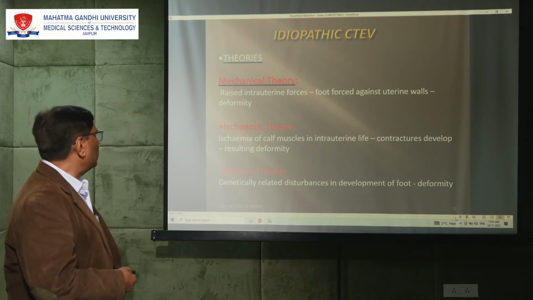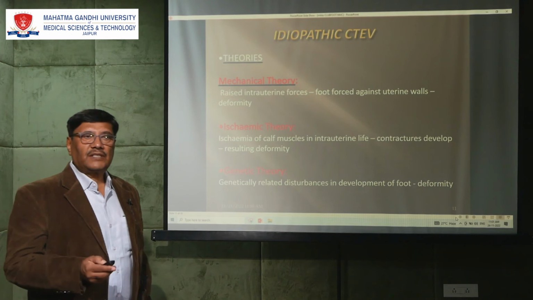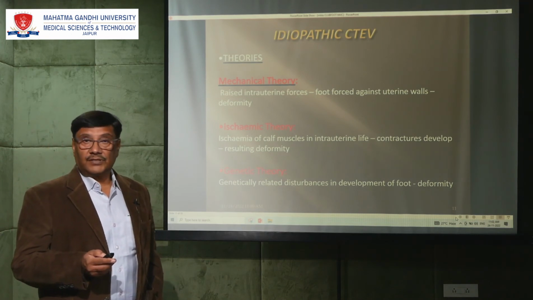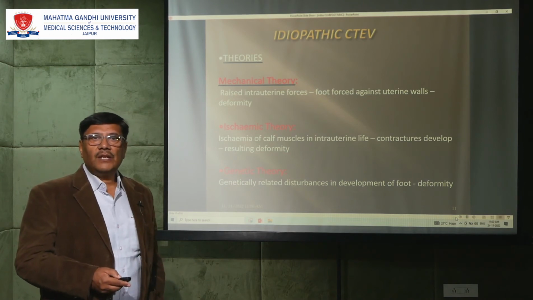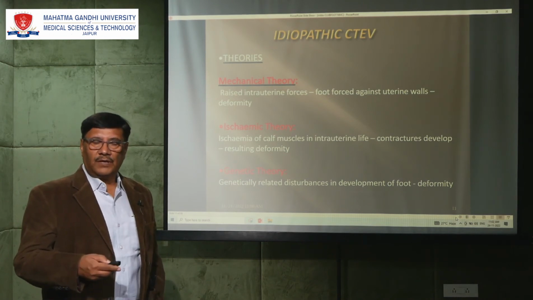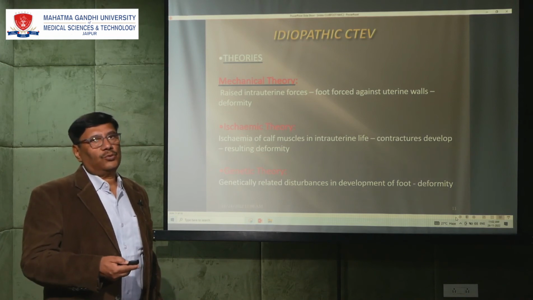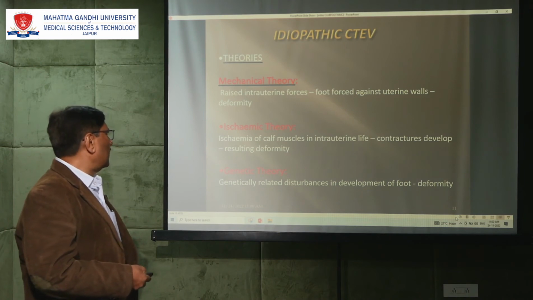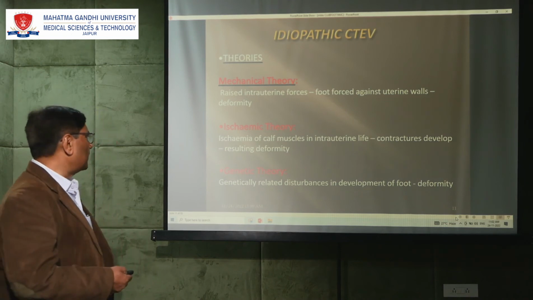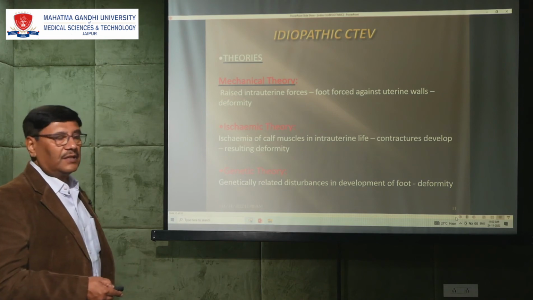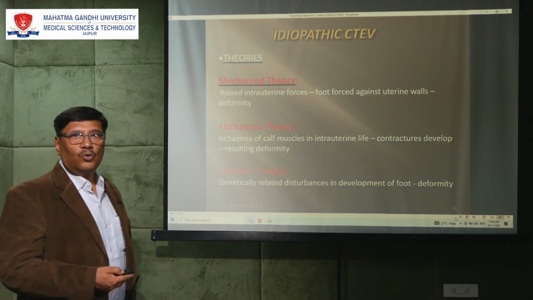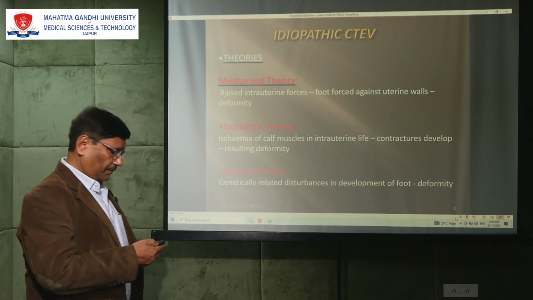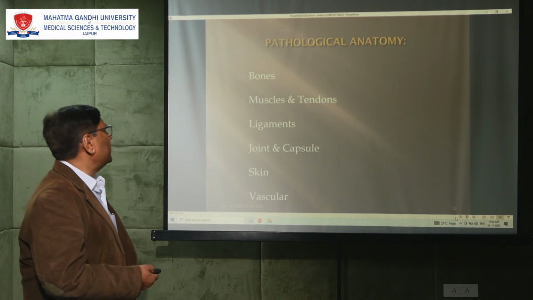The second theory is that of the ischemic theory. The blood supply to the calf muscles is affected. There is decreased blood supply, which results in fibrous tissue generation, which results in the contraction of the tendo Achilles, resulting in clubfoot deformity. And lastly, the genetic theory says that there is some genetically related disturbance in the development of the foot. The bones are not normally developed, and so the clubfoot deformity results.